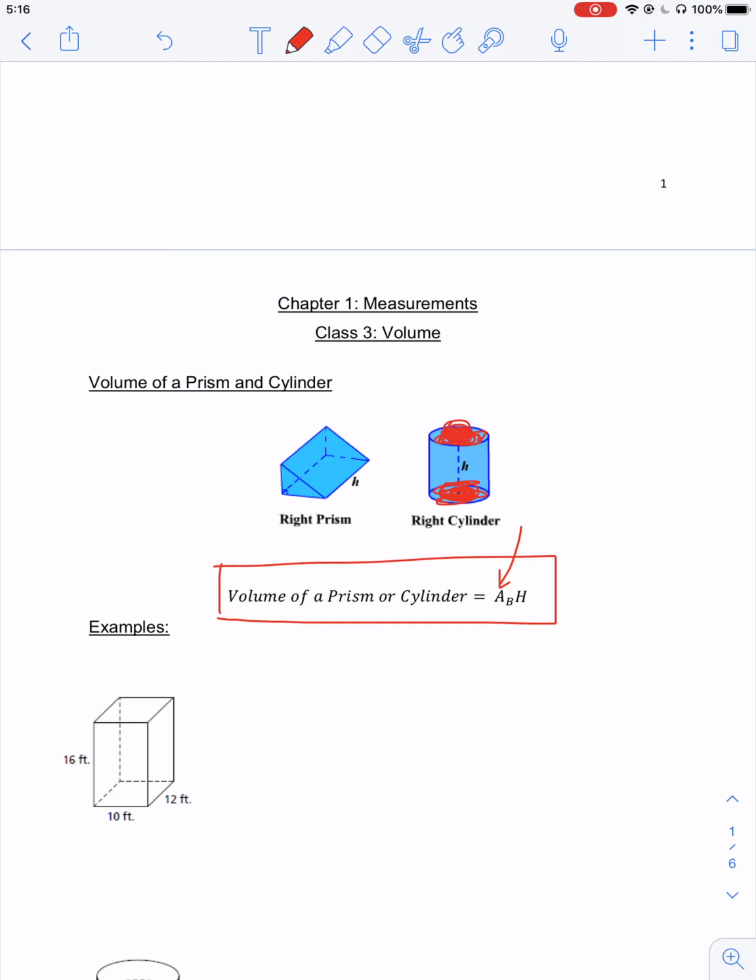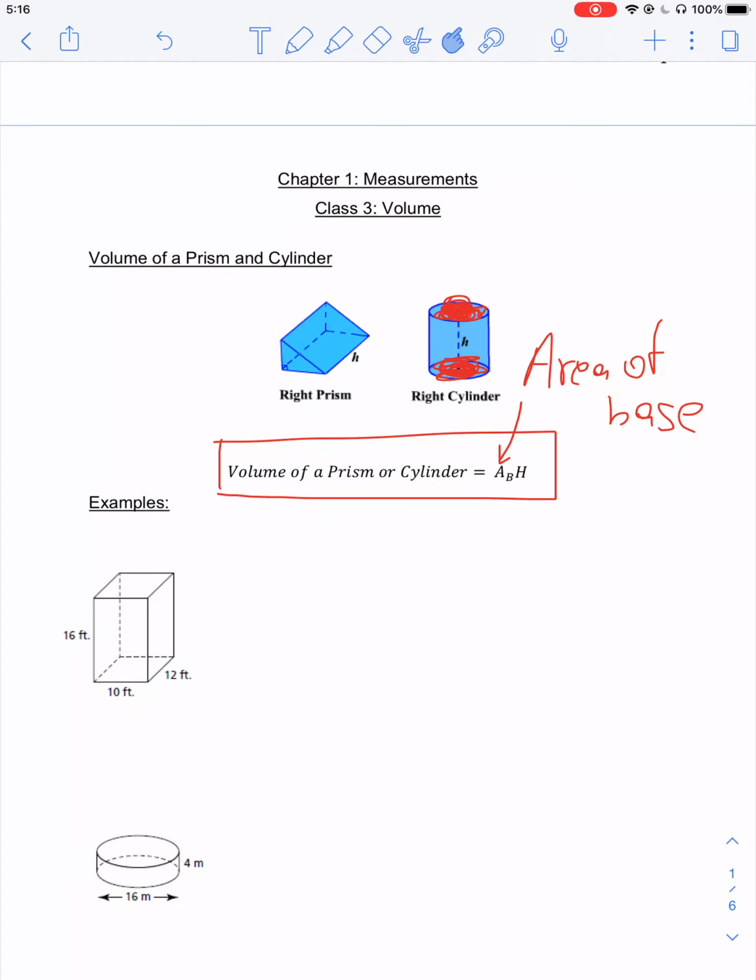So AB is just area of base, just like yesterday. If you want, I can write this down for you. Area of base, and h is your height. Now for this question, the first question, you can choose your base to be whatever, because if you choose this to be your base, then you can call this your floor, and this is the surface that's parallel to that.